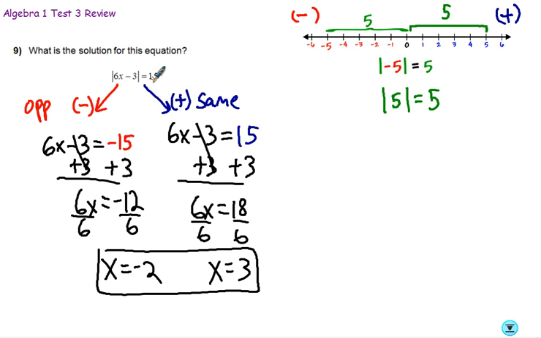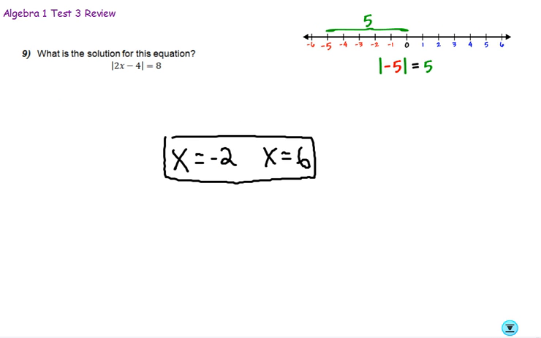All right, so go ahead and pause now and try number 9 on the right. All right, so number 9 on the right should have had x equals negative 2 and x equals positive 6. All right, so that wraps it up for number 9. We're going to go ahead and finish up with number 10.